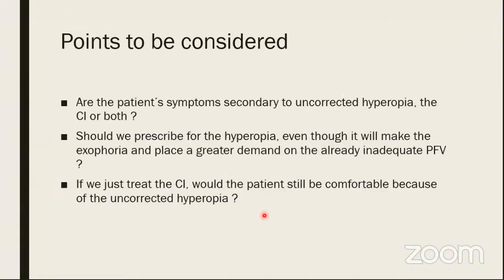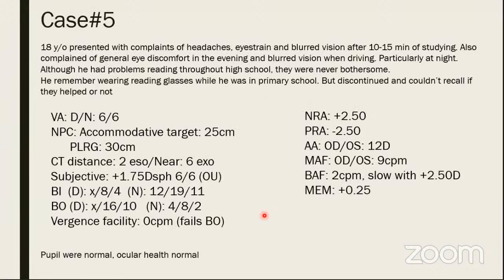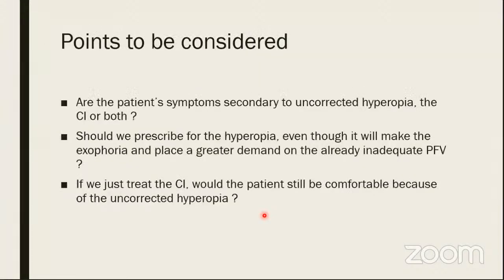So again, what is the mainstay? Partial correction, followed by VT, and then in the long run, after the CI is treated, we will go for the full prescription for this patient. That's how our approach would be.